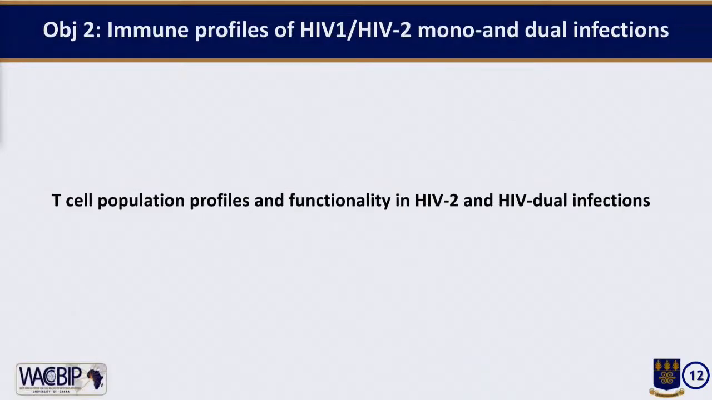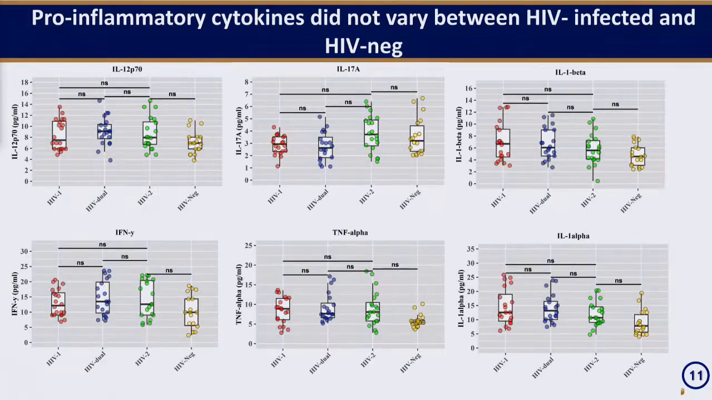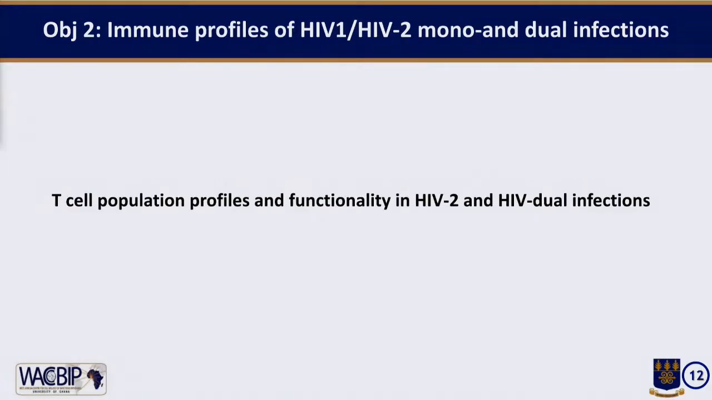So we went on to look at the pro-inflammatory cytokines, and we did not see any difference in the pro-inflammatory cytokines between the infected groups as well as the HIV negative groups. And so then we asked the question, if T cells usually contribute to the production of the cytokines, how is the population of T cells looking in these individuals, and are they contributing to what we are seeing in plasma?